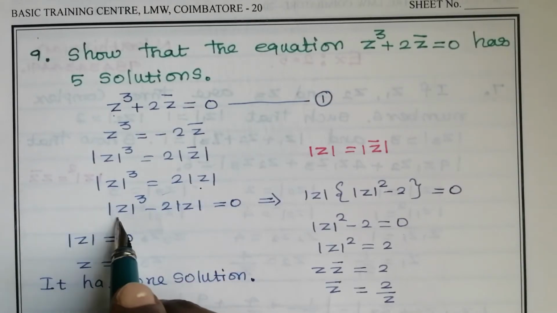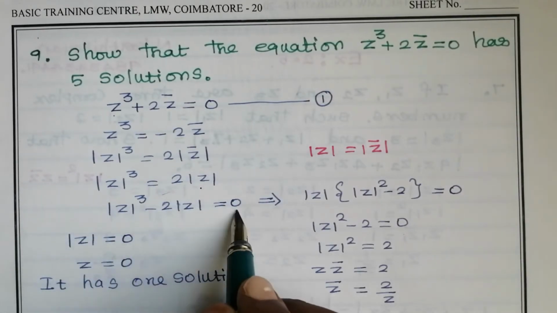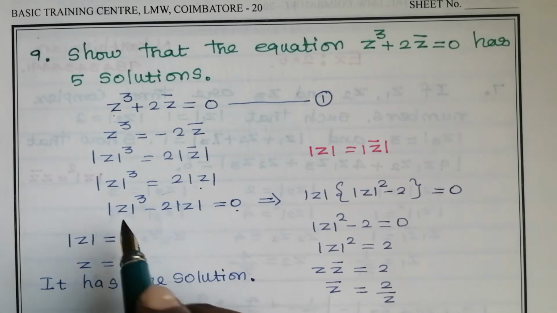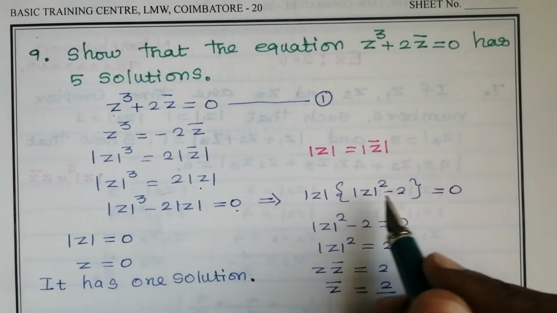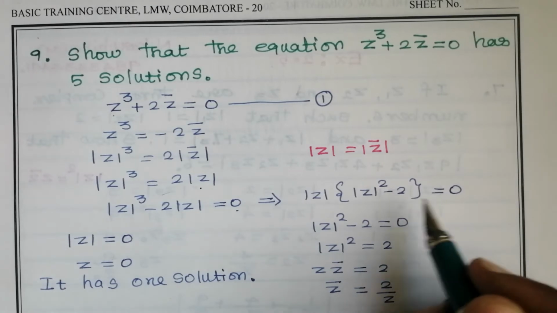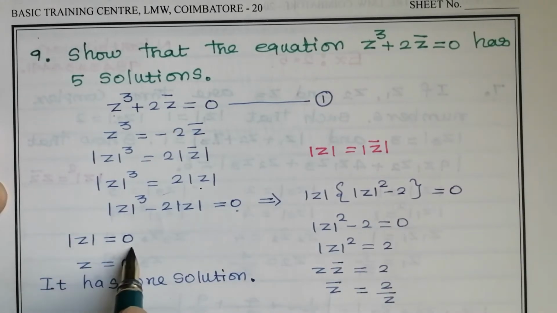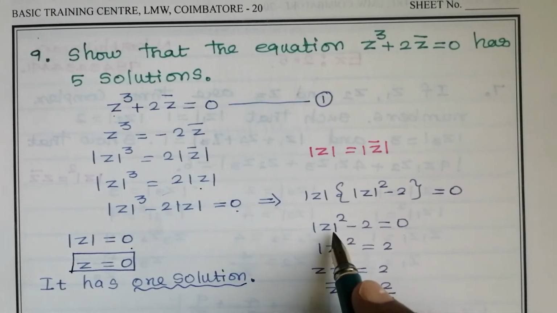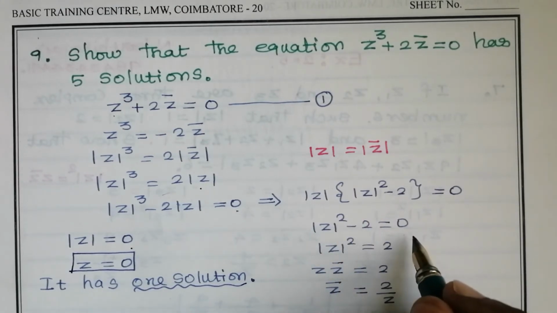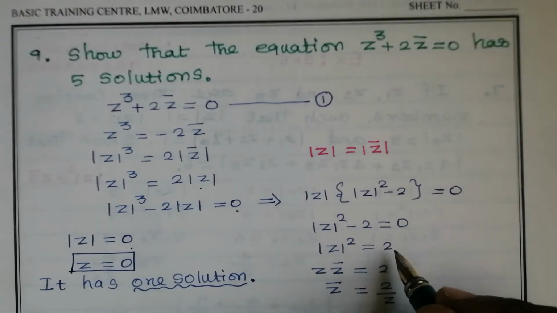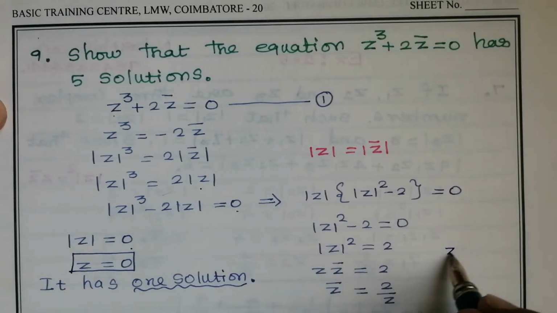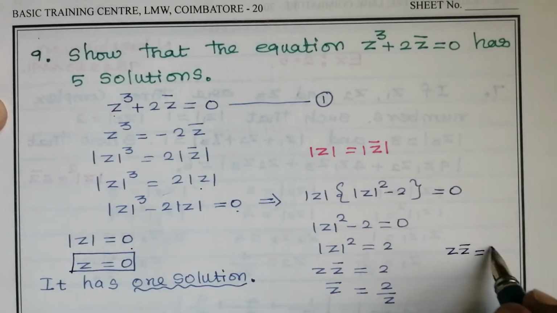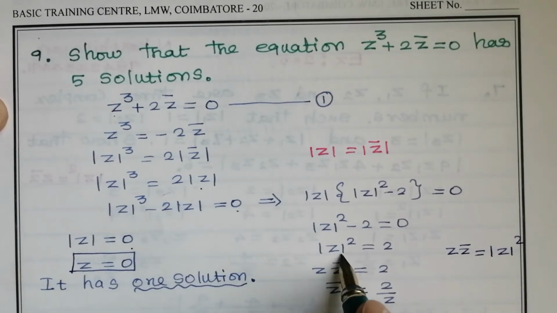Then modulus of Z cube minus 2 into modulus of Z equals 0. Taking common factor modulus of Z, modulus of Z into modulus of Z the whole square minus 2 equals 0. So we have modulus of Z equals 0, that is Z equals 0. So it has one solution. Then on the other side, modulus of Z the whole square minus 2 equals 0, so modulus of Z the whole square equals 2. We know that Z Z bar equals modulus of Z the whole square, so Z Z bar equals 2.